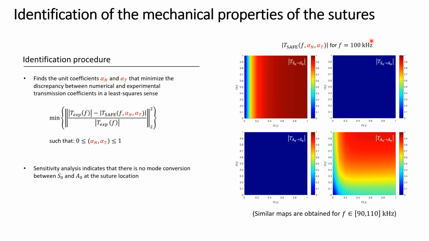So a good strategy to solve the optimization problem is to use the S0 mode first to find alpha n, and then when we have found alpha n, we can fix it and use the A0 mode to find alpha t.